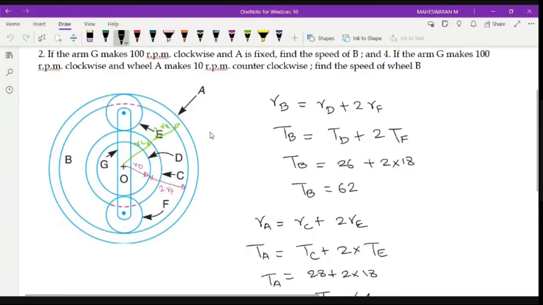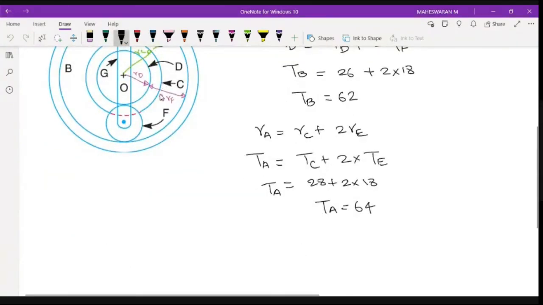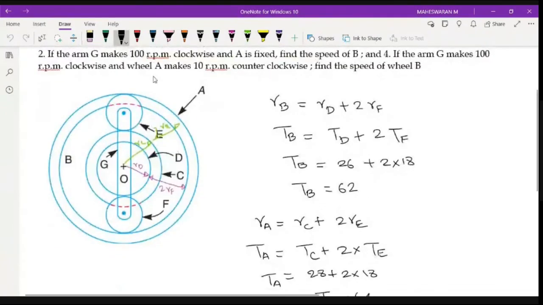Okay, so we start with A. We consider A as an input and write every relation in terms of A. When I start with A, see what it meshes with. A is meshing with gear E, and it is an internal mesh. Next, E is meshing with C. It is an external mesh.